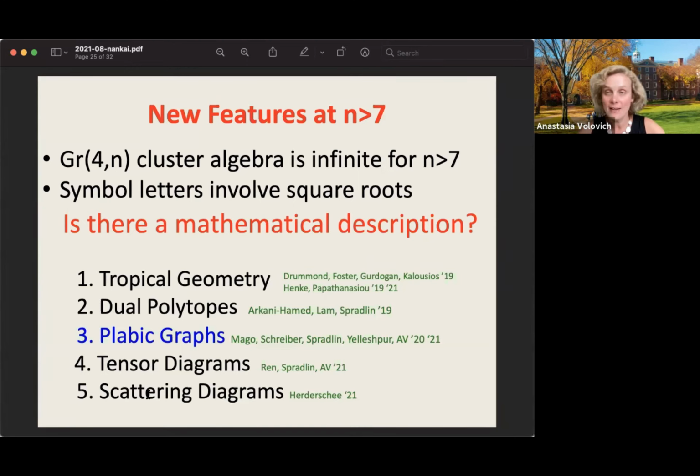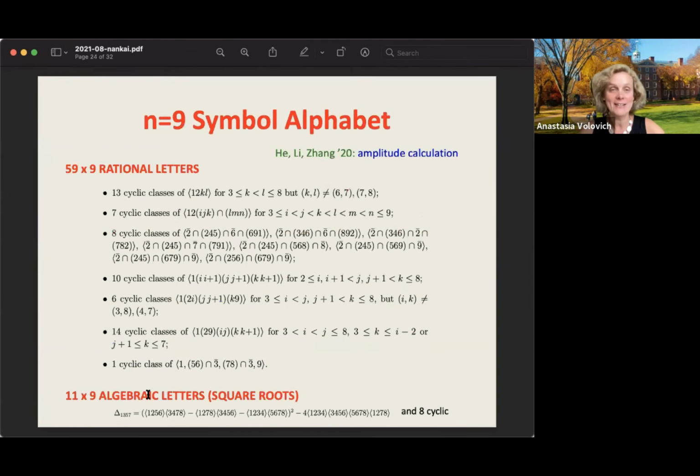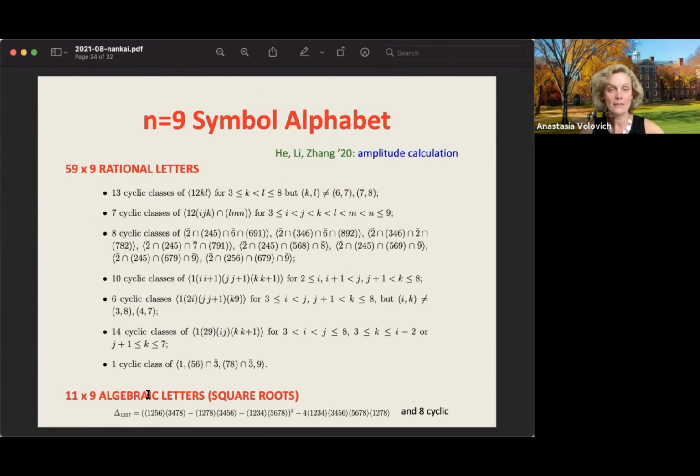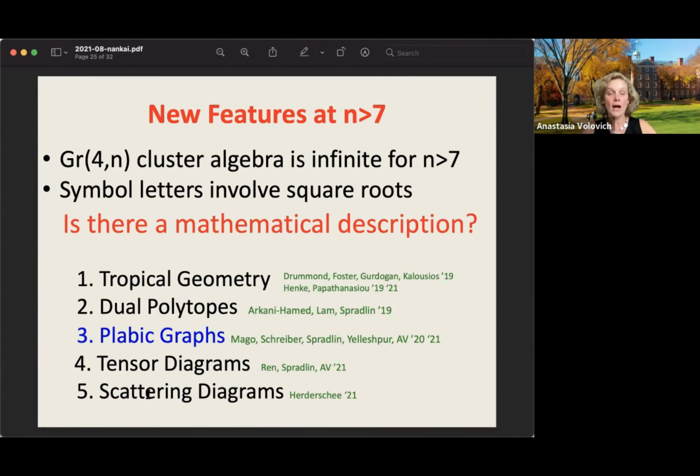Again, let me just repeat the problem. The problem is to find a mathematical description of these two lists, this one and this one. I'm going to describe to you how to get this list from Plabic graphs.